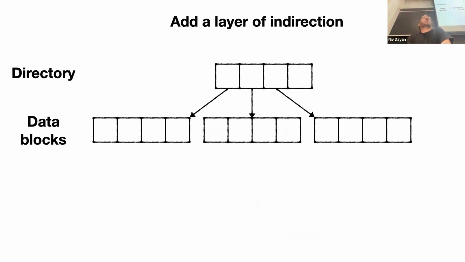The way that we're going to solve this is by adding one layer of indirection. We're going to have some directory data structure, and the directory is going to contain pointers to different data blocks. First, I'm going to introduce a very simple way of doing it. Then we will see that the simple way doesn't actually work out that well, and then we will devise a more cool and artful way of doing it.